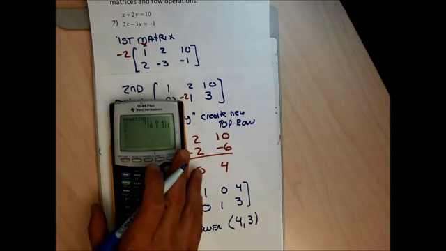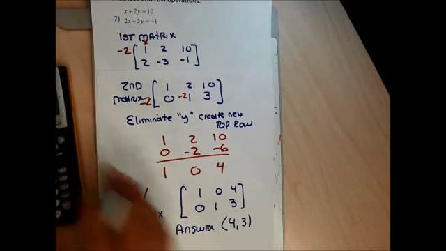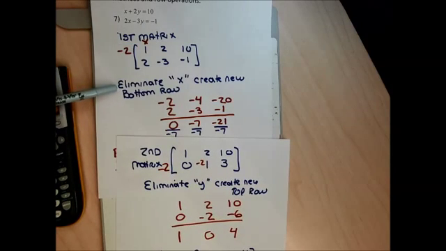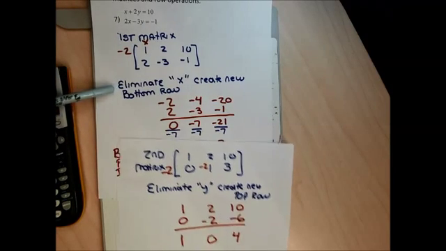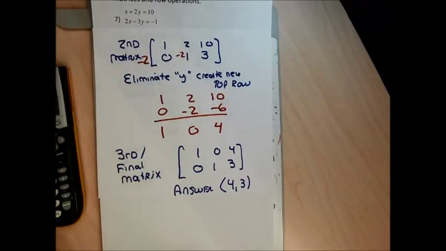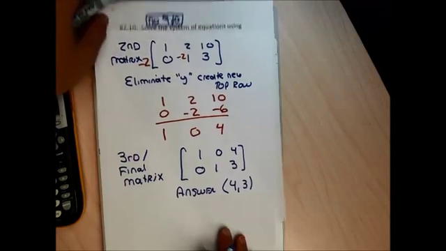Do the same thing for problem 8. I'm going to create a matrix from the system of equations. I'll have a first matrix. Then I'm going to eliminate the x's, create a new bottom row, make my second matrix. Then eliminate the y's, create a new top row, have my third and final matrix that will match up with my calculator.